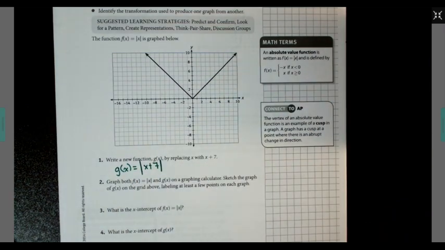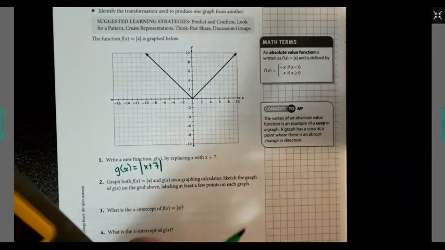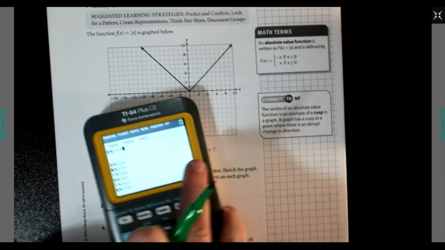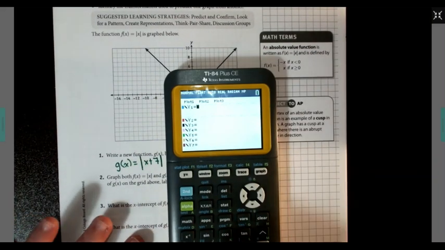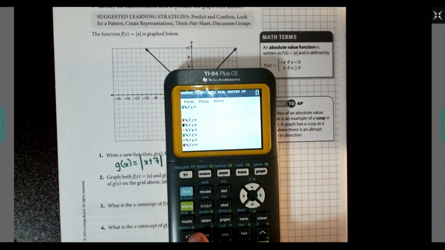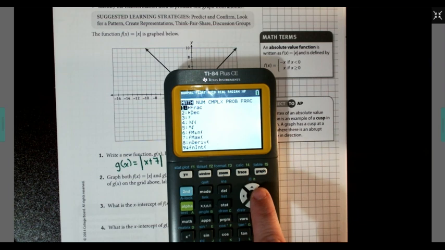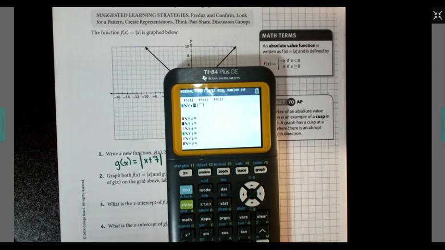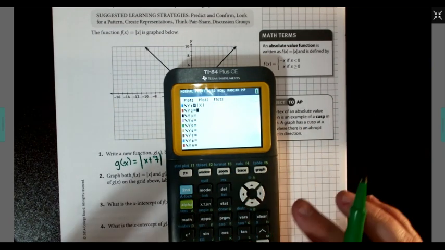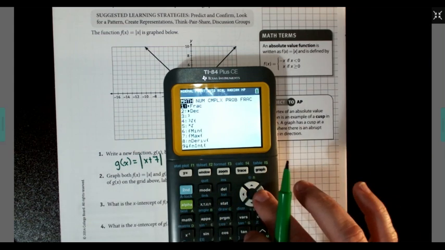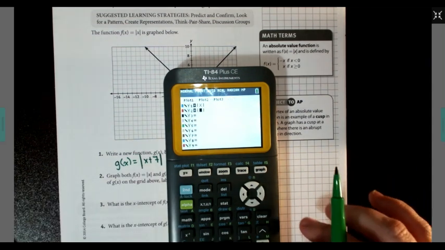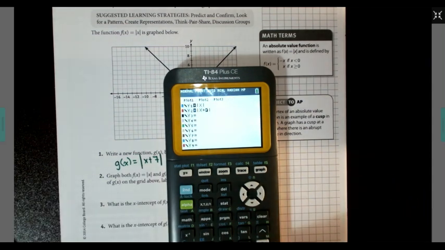It says, number 2, graph both f of x equals the absolute value of x and g of x on a graphing calculator and sketch the graph of g of x on the grid above, labeling at least a few points in each graph. All right, we're going to clear out the calculator then. Absolute value you have to find. I'm going to go to math, over to number, and my first option is ABS, meaning absolute value. It's actually going to put those bars in for me. The first one is x by itself. Again, we go to math, over to number, and the first option is absolute. This time we're going to put in x plus 7.